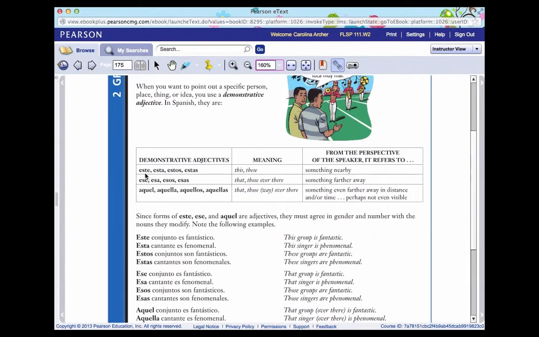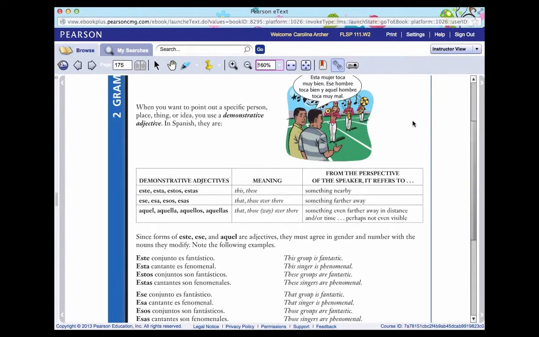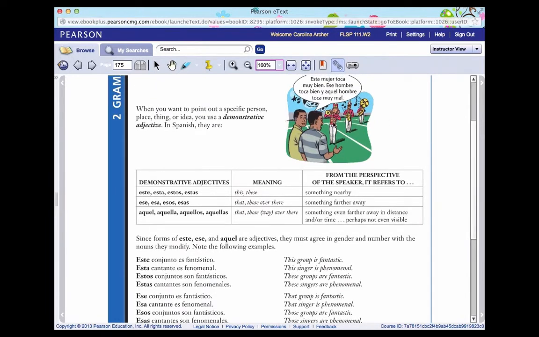Okay, and you can see here that we have masculine singular, feminine singular, masculine plural, feminine plural. And it means this, singular, or these, the ones that are something that is nearby. Okay, from the perspective of the speaker, it refers to something that is nearby. So he says esta mujer because it's nearby.